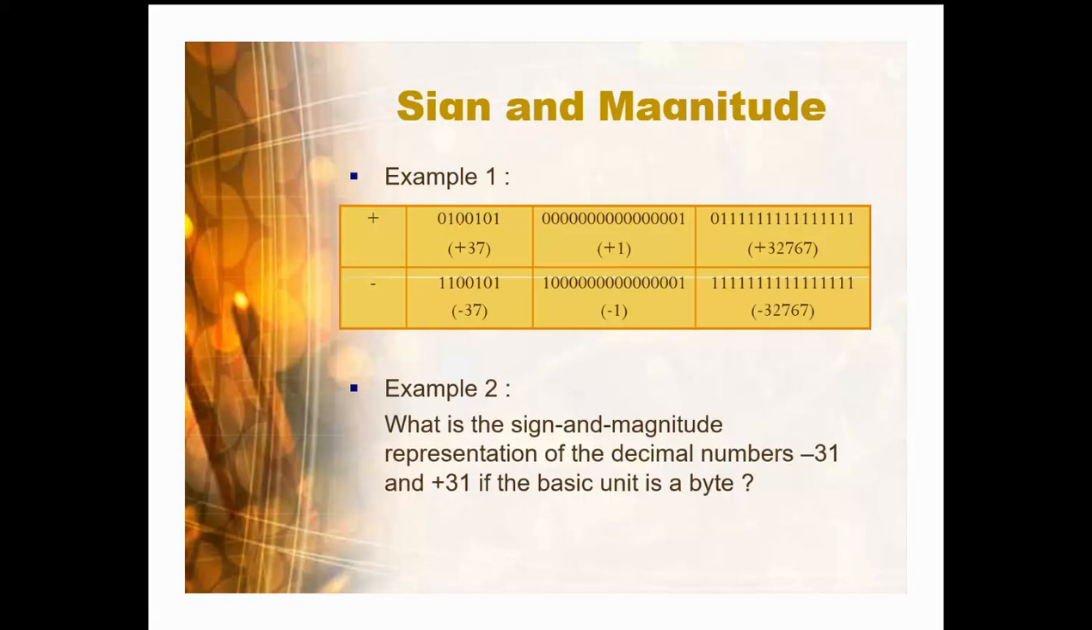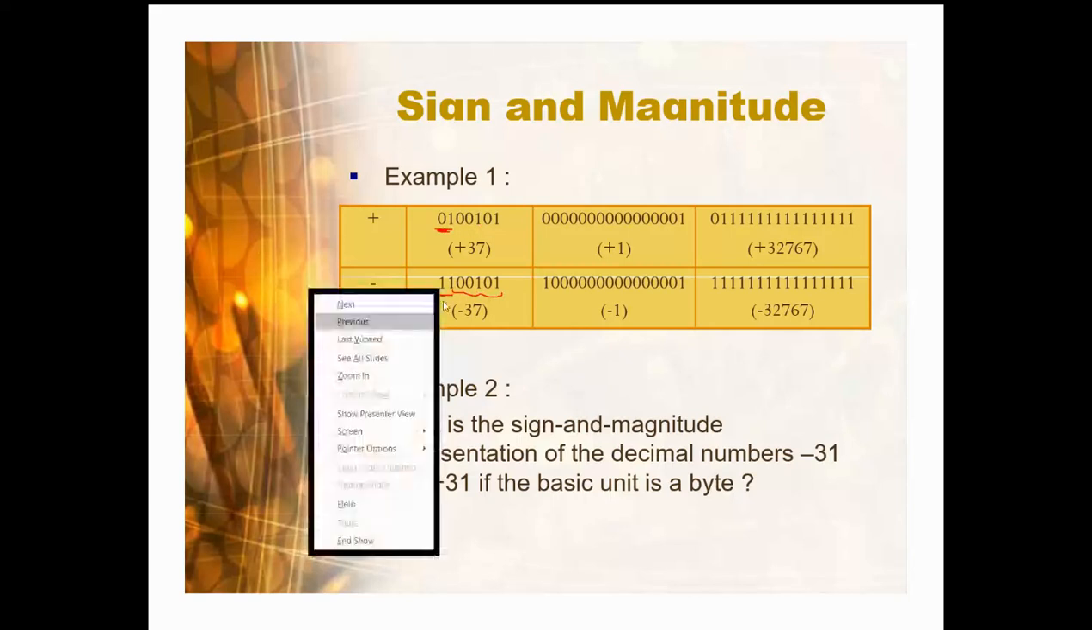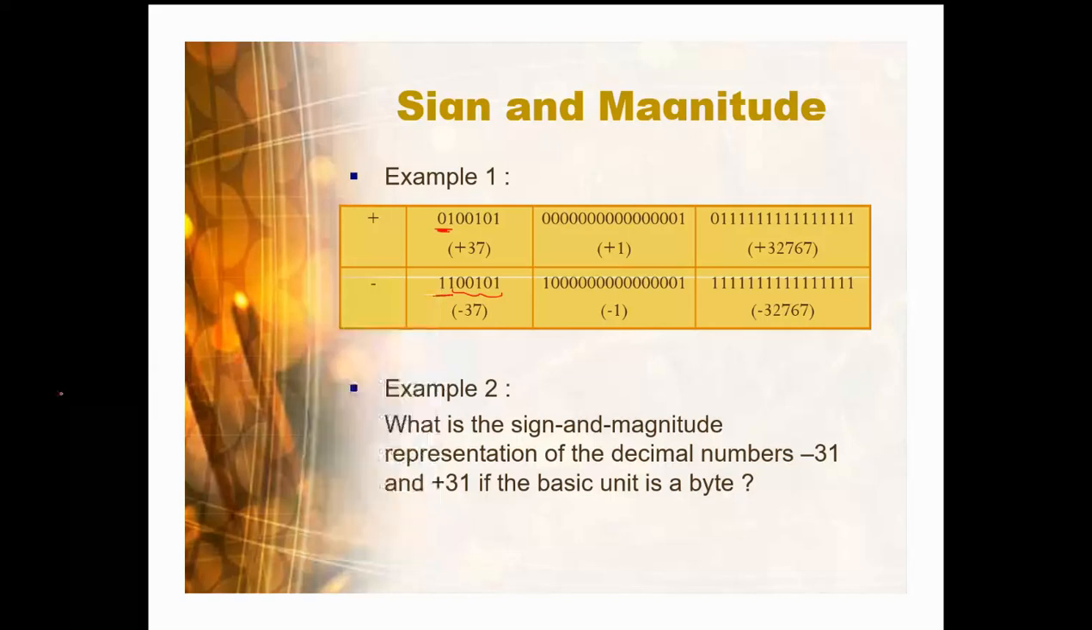Okay, you akan dapat 1001101. Okay, so since they are positive, so the leftmost bit you put with the 0 sebab nak represent the positive. Sama juga dekat sini, 37. Okay, ni nilai 37. And then, since they are negative, so they are represented by 1. Okay, so this is how the sign magnitude.